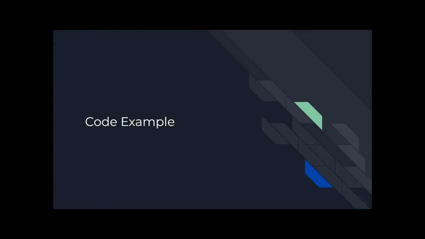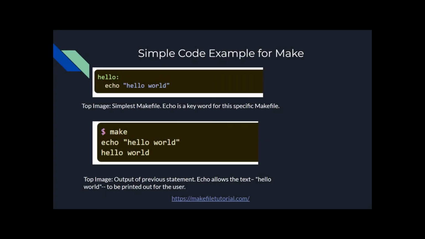Let's get into the nitty-gritty. These are some code examples for both Make and CMake. Simple code example for Make. I say it's simple, a couple slides long, but hopefully you're paying attention and it should be good.